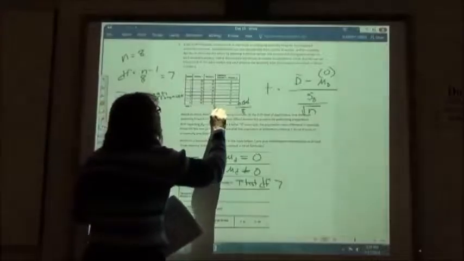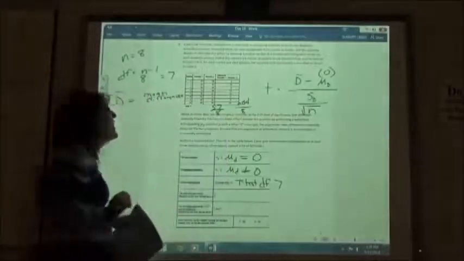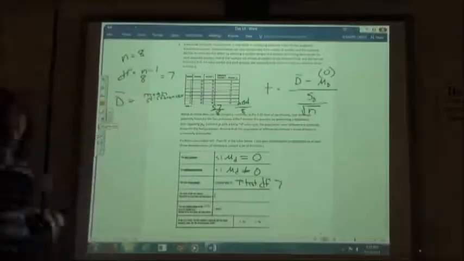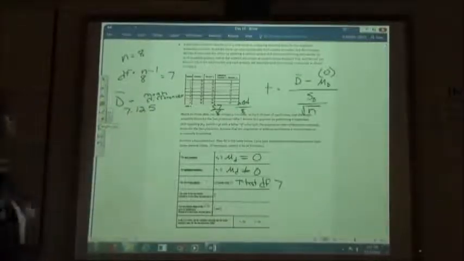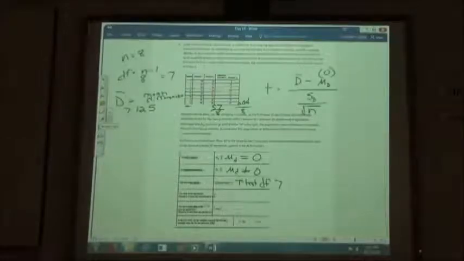57 yet? For some reason I didn't write it down, but 57 divided by 8 then is going to be what the mean of our differences is. If you take 57 divided by 8, what do you get? 7.125. Okay, that's the right number. 7.125. All right.